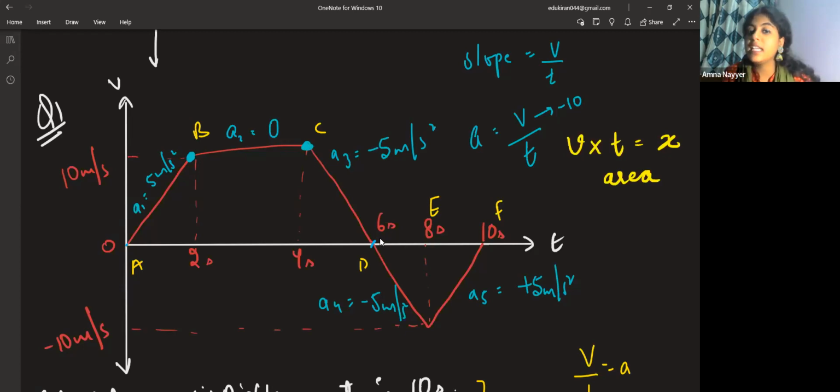Again, velocity is decreasing from 10 to 0. This is changing. Initially, the velocity is 10 meter per second. Now, this is coming to 0, right? So, initially, it was 10. Final minus initial you have to do. What is the final point? 0. What is the initial velocity? 10. 0 minus 10 is negative. So, you are getting minus 5.